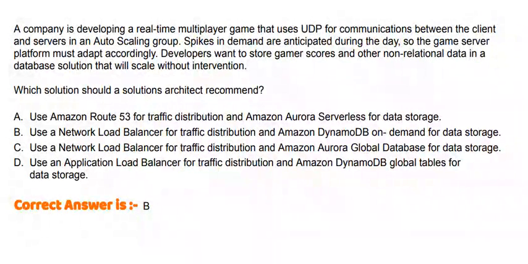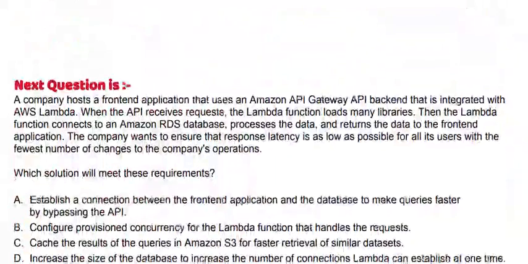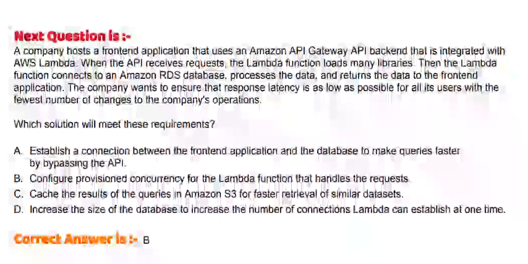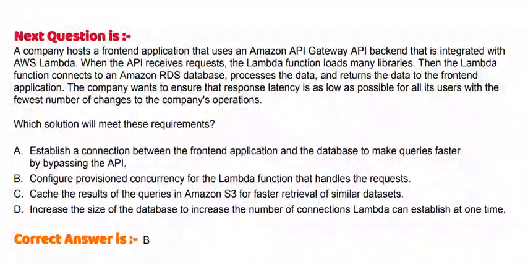And the correct answer is option B. Next question is: A company hosts a front-end application that uses an Amazon API Gateway API backend that is integrated with AWS Lambda. When the API receives requests, the Lambda function loads many libraries. Then the Lambda function connects to an Amazon RDS database, processes the data, and returns the data to the front-end application. The company wants to ensure that response latency is as low as possible for all its users with the fewest number of changes to the company's operations. Which solution will meet these requirements?